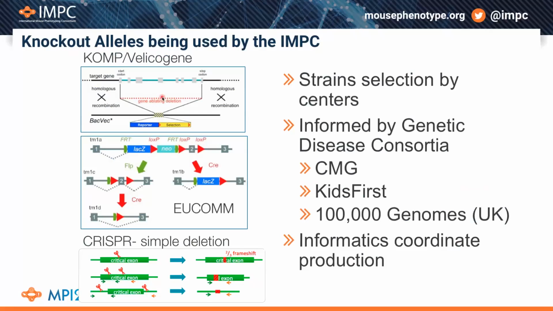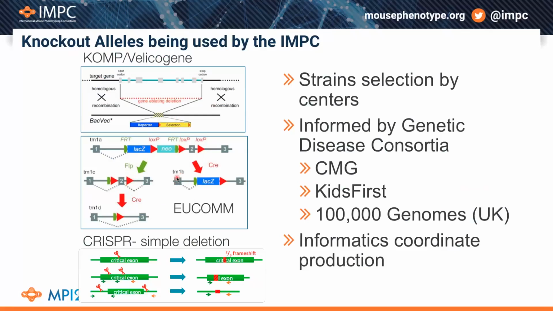I won't go into all the details, but there were 2 technologies. One took out the whole gene. The second would take out critical exons and allow a deletion of the exon when bred to a certain transgenic strain. So we have some data from these mice in our first phase, about 3 to 4,000 of our knockouts are from one of these 2 technologies.